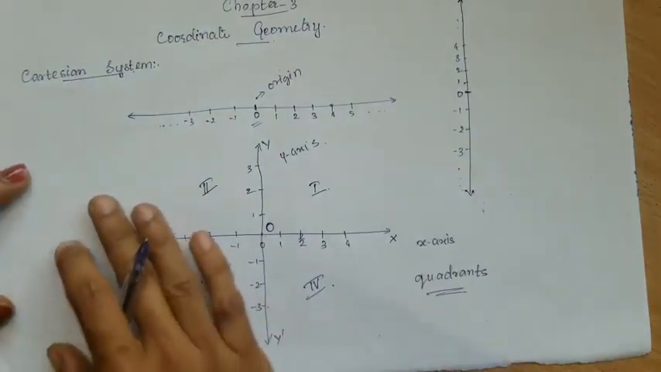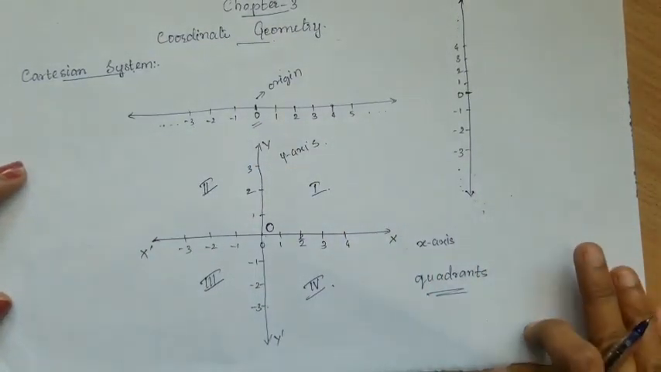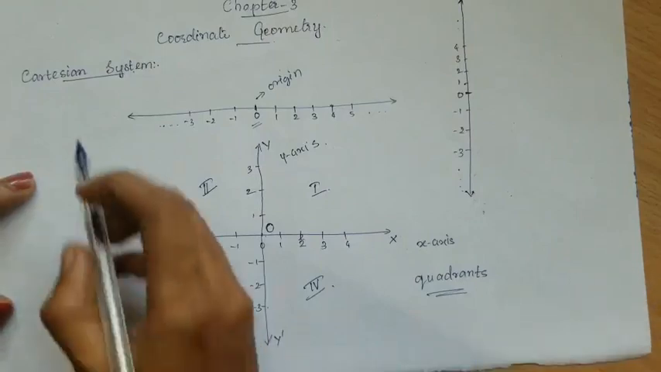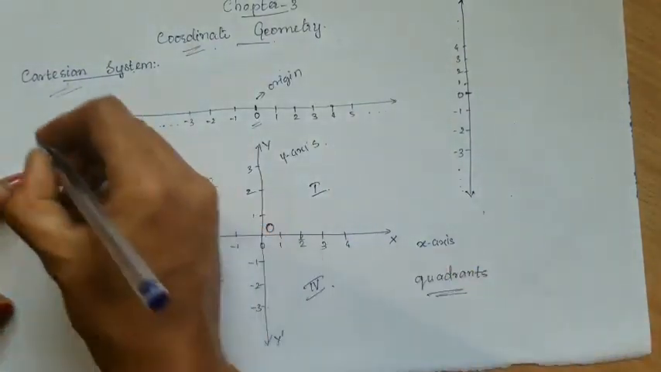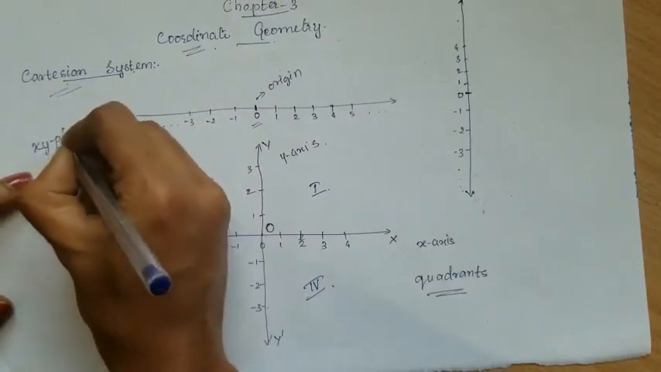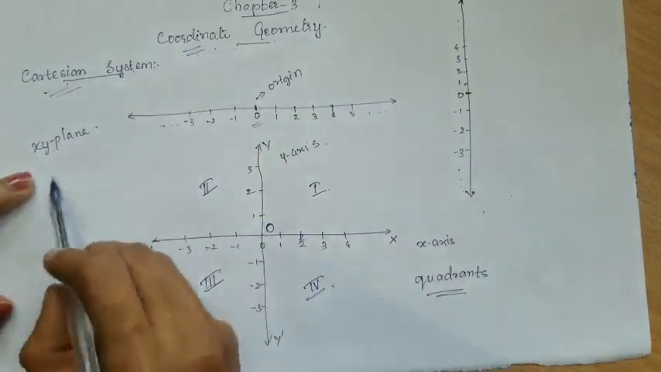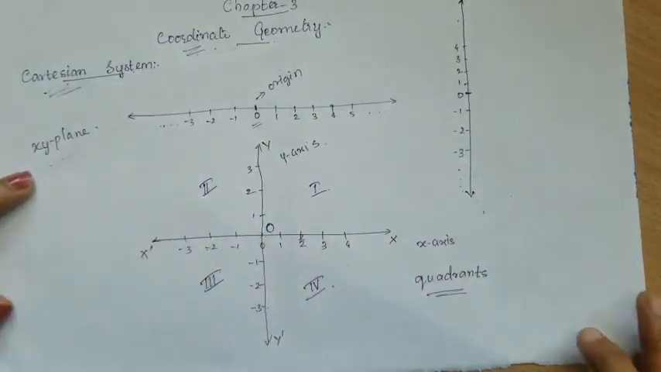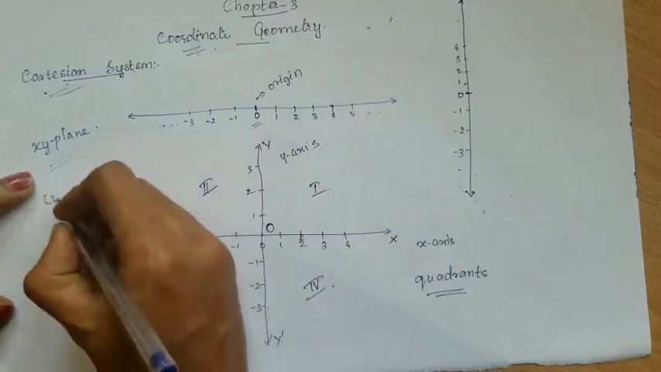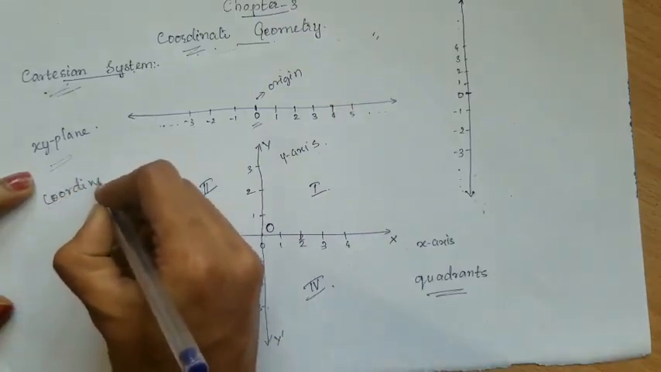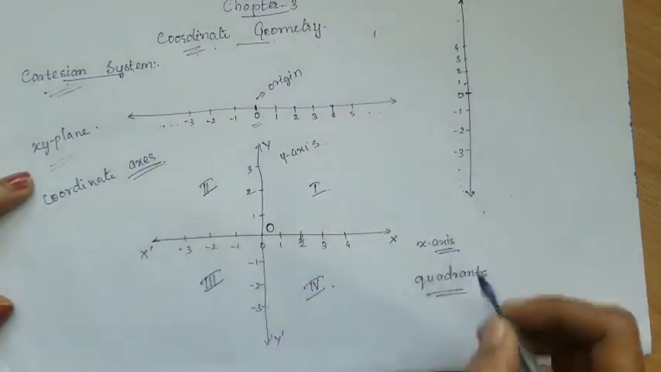We call this plane as Cartesian plane, otherwise coordinate plane, otherwise XY plane. Three names. Cartesian plane, otherwise coordinate plane, otherwise XY plane. The axes are called as coordinate axis. This is the plural form of axis.